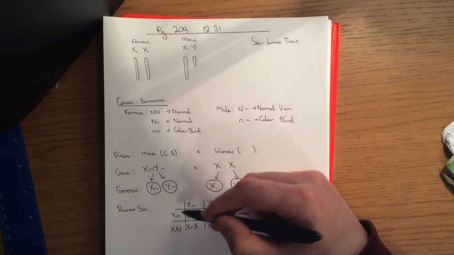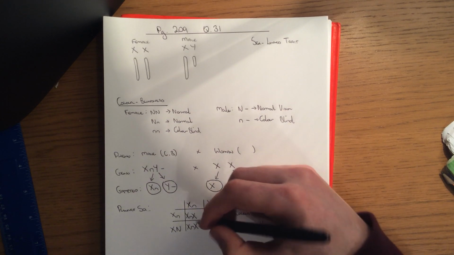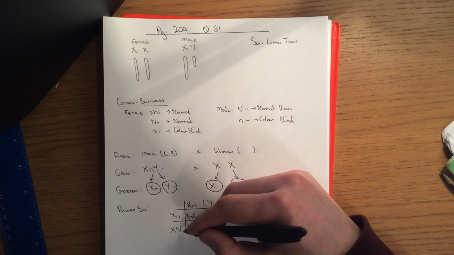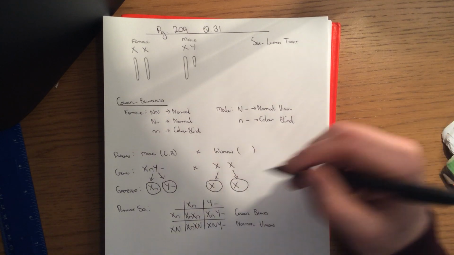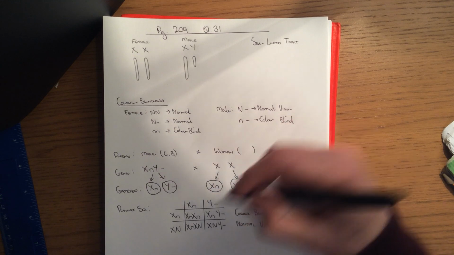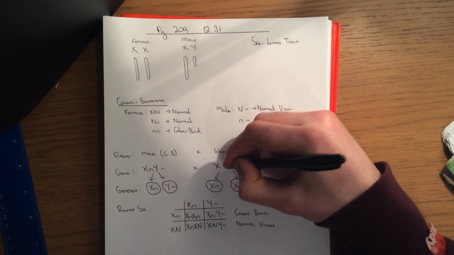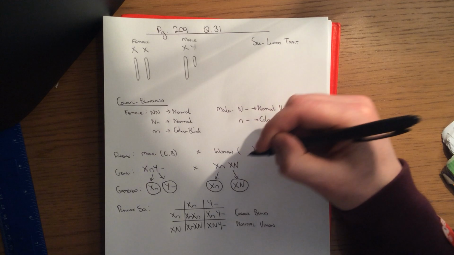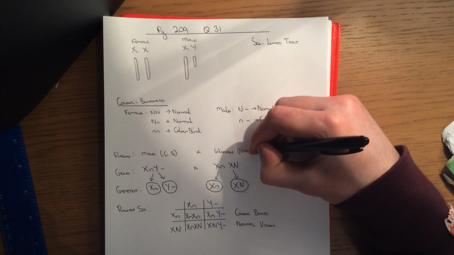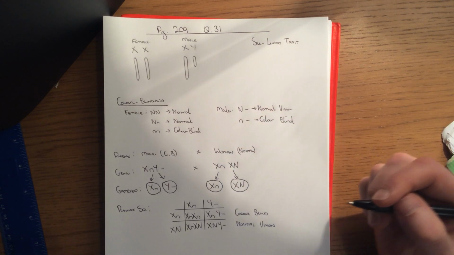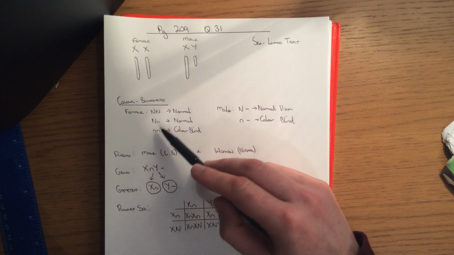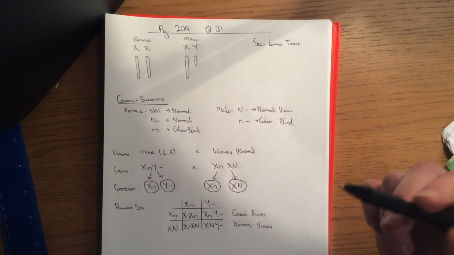So the first one here, we must have X lowercase n and X lowercase n coming together. So we have X lowercase n. Then we have an X lowercase n and then an X capital N. Back up to our gametes. So we have X lowercase n and then we have X capital N. So going back up here, X lowercase n, X capital N. This tells us that the woman doesn't actually have any issue with her sight herself, that she has normal vision, because she's a carrier for it, but she has the heterozygous condition herself. She's capital N lowercase n.